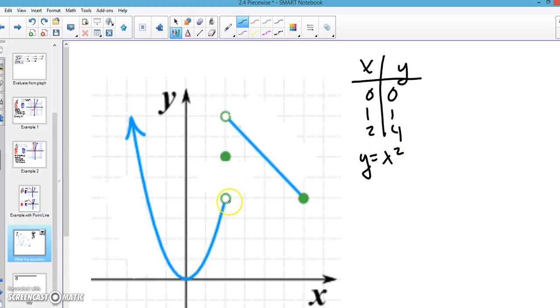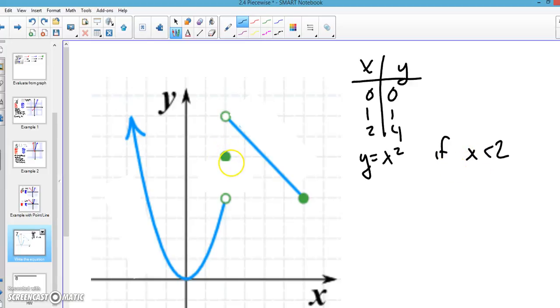And it looks like it is defined everywhere less than 2. So it has an open circle at 2, and it is going on and on forever towards the negative infinity direction. So it would be if x is less than 2.